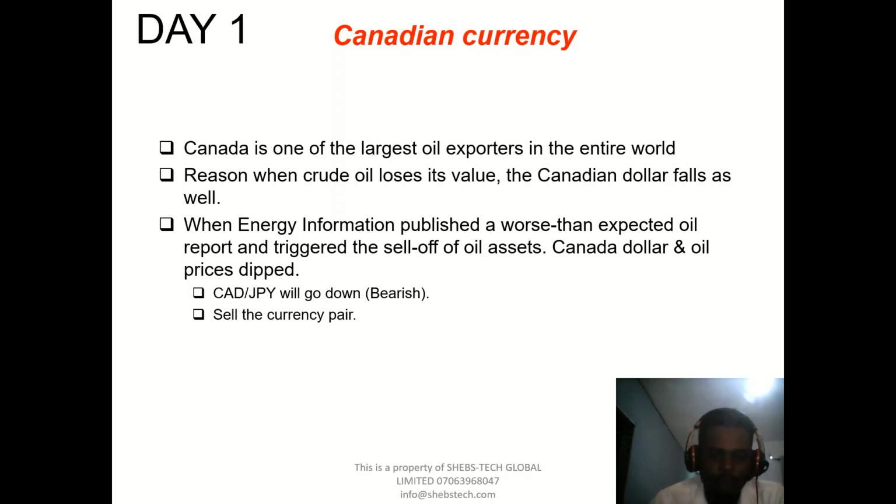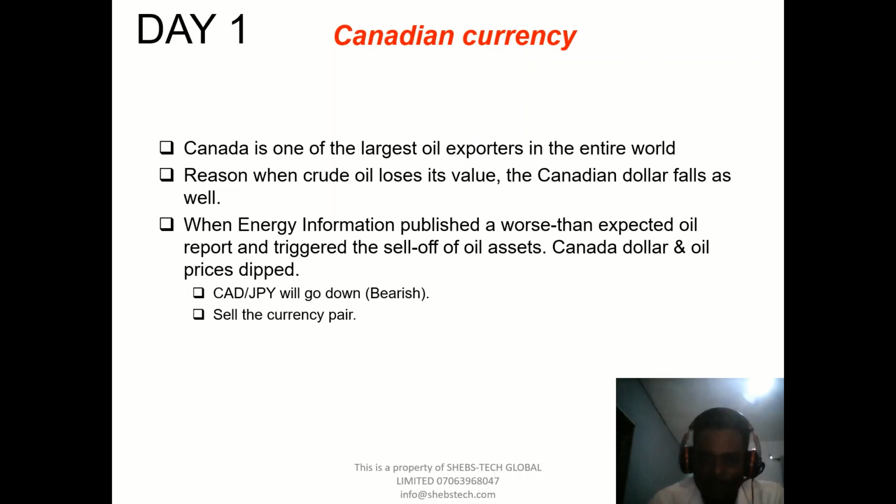But if the Canadian dollar depreciates in value, then the Canadian dollar versus JPY pair will be bearish, and I'm going to sell the currency pair. So the Canadian dollar has a relationship with crude oil prices. When oil is rising, the Canadian dollar appreciates.